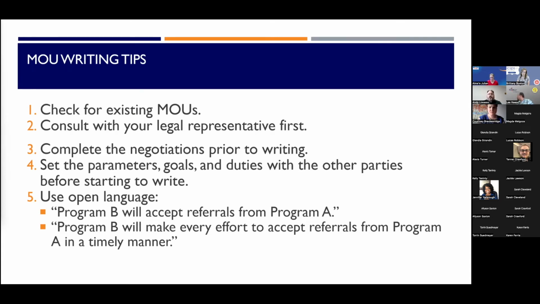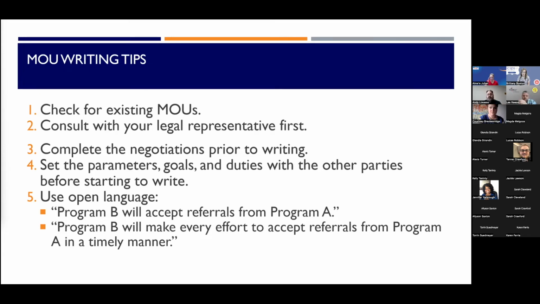So in that process, set your parameters, set your goals, and set your duties, and write around that. And to revisit the last slide, one of the more important pieces for MOU writing tips is using open language. So if program B will accept referrals from program A, but then something happens. Maybe it's a snow day and they're not able to do an intake on the last day of a time frame that was set in an MOU, or some other extenuating circumstance prohibits program B from taking that particular client, that particular referral, whether permanently or just for that day, or maybe they missed a deadline. Well, now that whole MOU that we all worked so hard on has this big hole in the side of it because specific performance wasn't met.